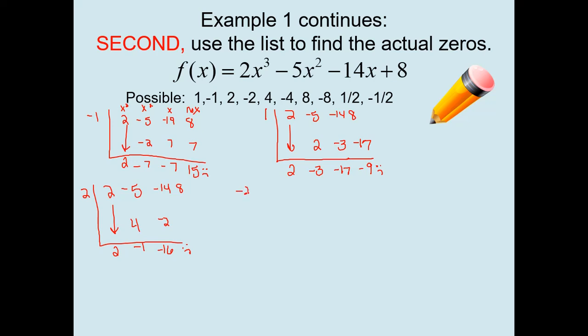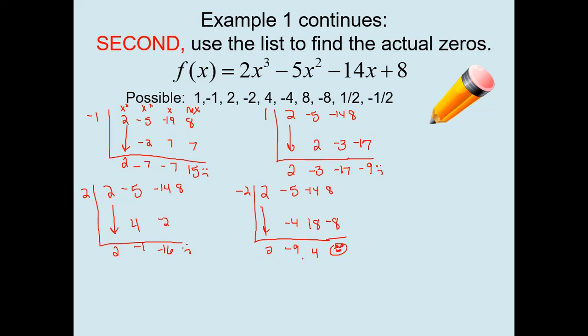Let's try a -2 this time. Maybe that's gonna be my luck. -5, -14, and 8. Drop a 2, -4, -9, 18, 4. Aha! Found my 0. Smiley, big giant smiley face right there.